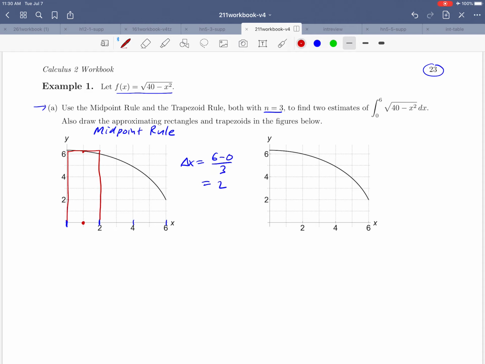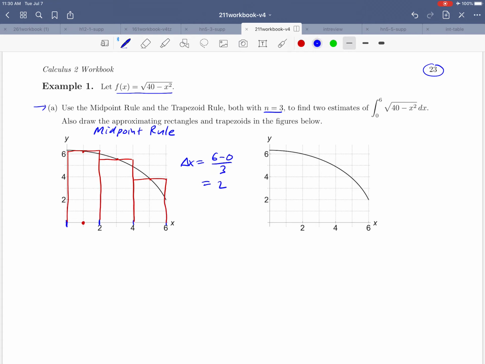I'm going to draw in the first midpoint rectangle. The second one is going to hit the curve in the center point, and the same for the third one. There are the 3 rectangles that we want to find the area of to get our estimate of the integral.